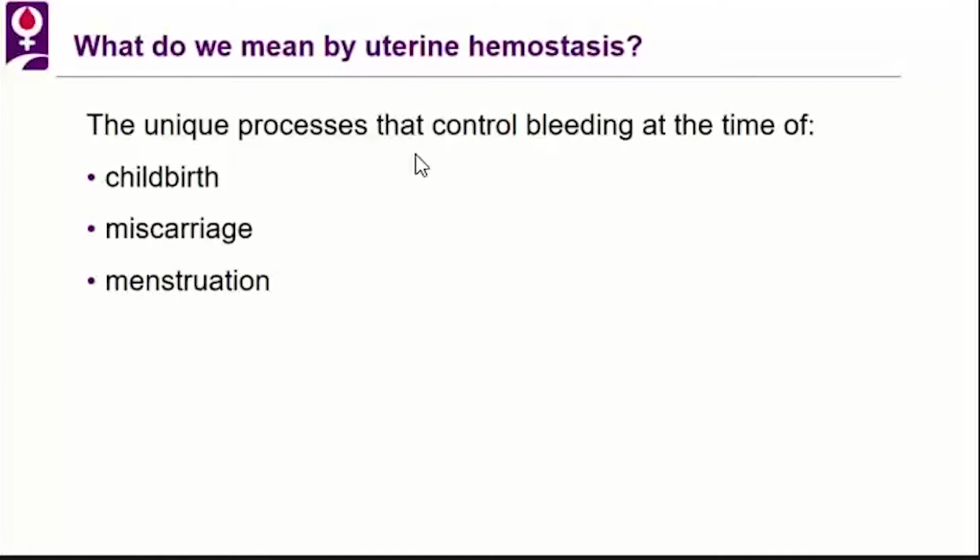Today's session is on uterine hemostasis. I'm going to begin with an overview. What do we mean by uterine hemostasis? Well, we mean the collection of unique processes that control bleeding at the time of childbirth, miscarriage, and menstruation.